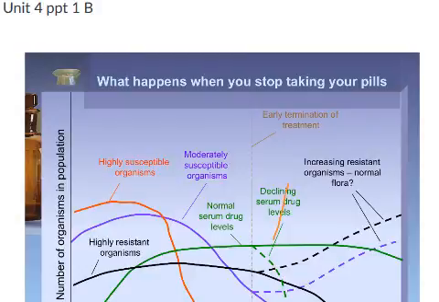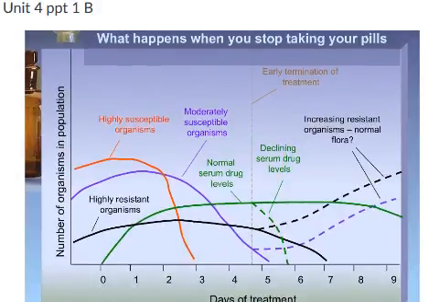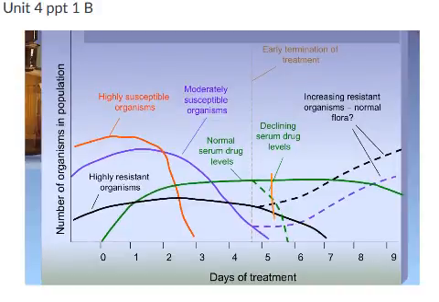So now we have to look at what happens when people stop taking the pills early. Okay, so if you look at the x-axis, this is actually days of treatment. Then if you look at the y-axis, this is referring to the number of organisms. All of the colored lines represent what people are doing in terms of actually taking their medications, so where the serum levels are after a drug test.